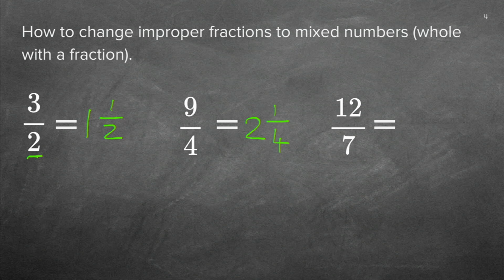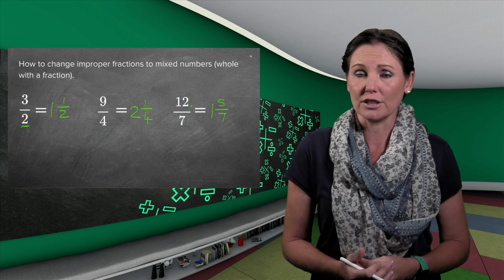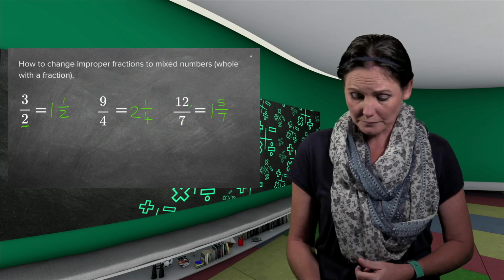Now let's look at 12 sevenths. How many times can I take 7 from 12? Now when I count in 7, 7, 14. 14 is greater than 12, so I can't go past 12. So it will be 1 whole. But what will be left? See, if I take 7 from the 12, there will be 5 sevenths left. And that is how I write an improper fraction as a mixed number.